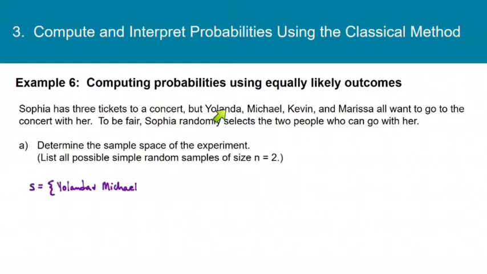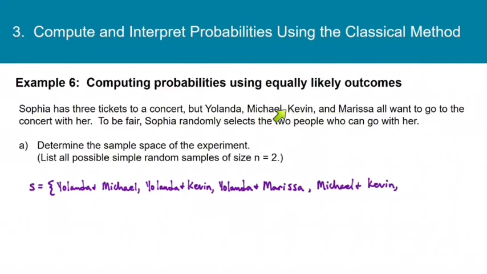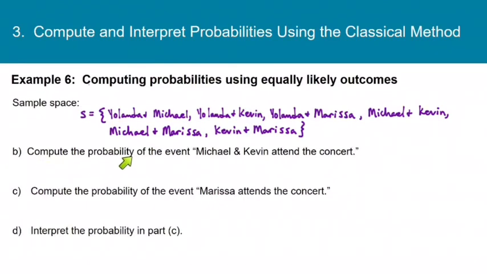Well, she could pick Yolanda and Michael, or Yolanda and Kevin, or Yolanda and Marissa. Or she could have Michael and Kevin, Michael and Marissa, or Kevin and Marissa. And that's really all of the possibilities for selecting 2 people. Now it says compute the probability of the event Michael and Kevin attend the concert. Well, out of 6 different possibilities here, Michael and Kevin are one of those possibilities.